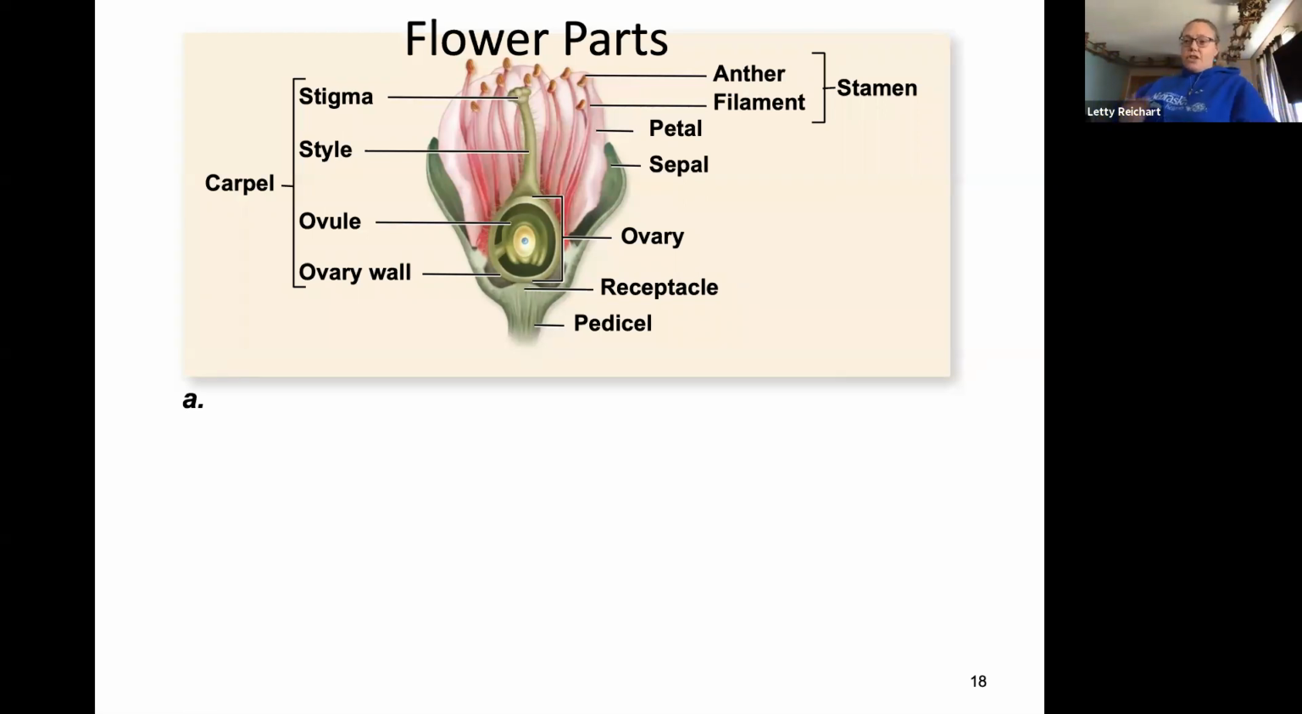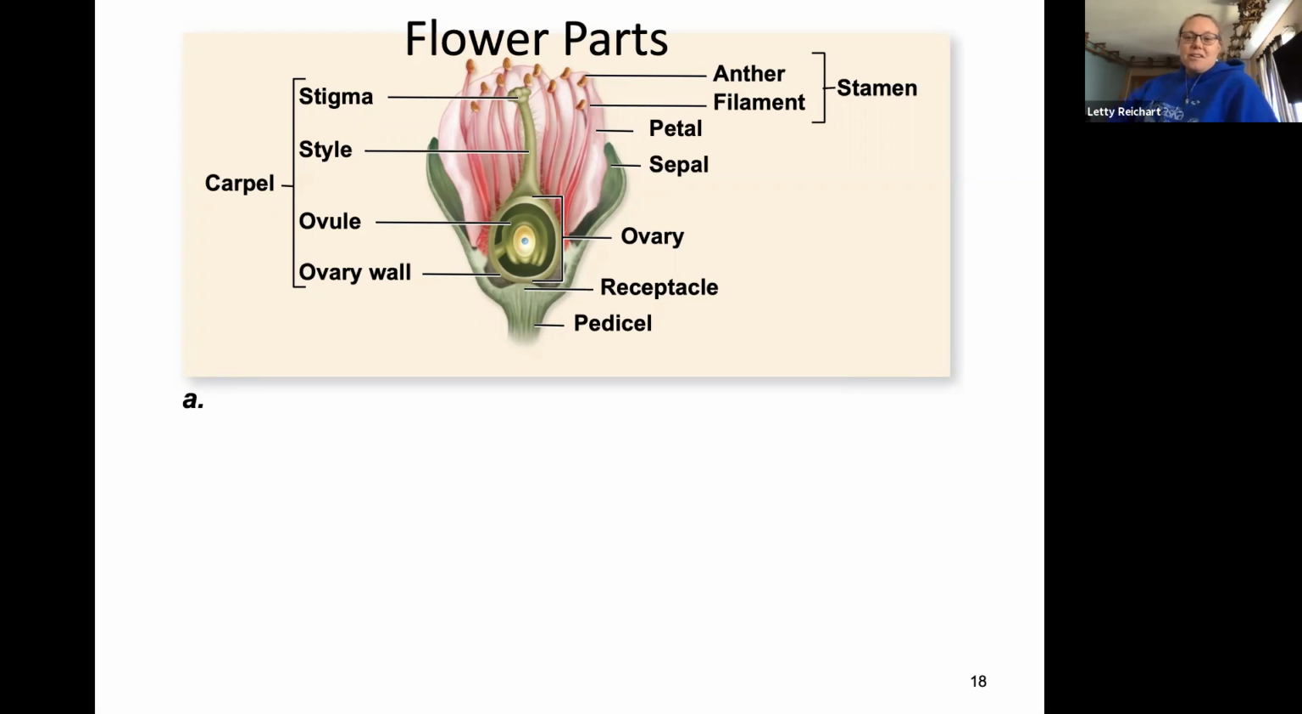So, okay, I have a joke for you now, right? I know you've been waiting all day for this joke, right? But if you're a plant biologist, when we're talking about plant reproduction, once you get past the stigma, it's all about style, okay?